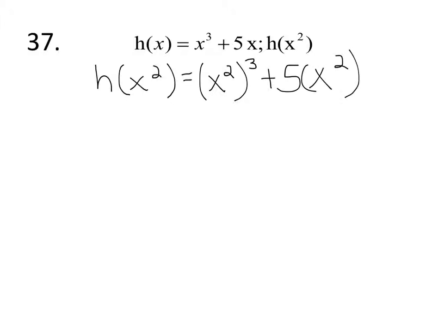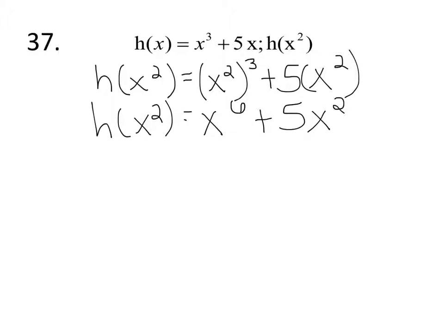All right, so you have h of x squared equals, when you take a power to a power, you multiply your exponents. So you have x to the 6th plus 5x squared. And that is your solution.